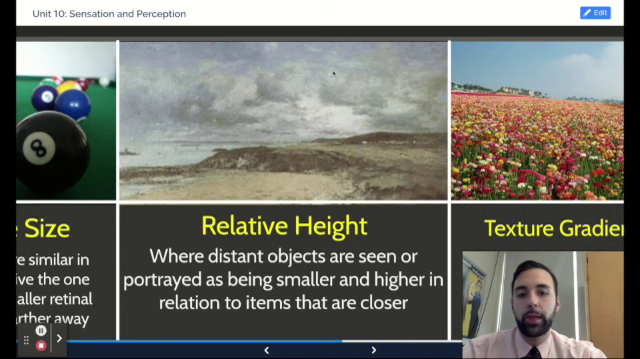Relative height is another one that we can see a lot in artwork. It seems to be the case that distant objects are seen to be smaller and higher in relation to items that are closer. What that essentially means is, when you look at this particular one, objects in the distance that are really small, whether it's the little house or anything, like, for example, it almost looks like there might be some boats here in the background, they are perceived to be smaller and are typically higher up in relation to objects that are closer. Like, for example, the boat here is smaller and lower in the screen than perhaps what looks like a pair of boats back here.